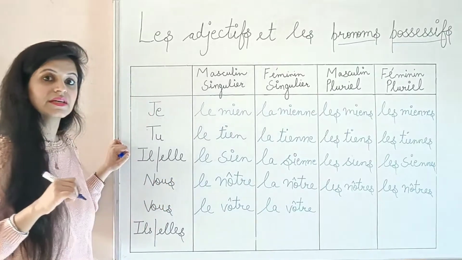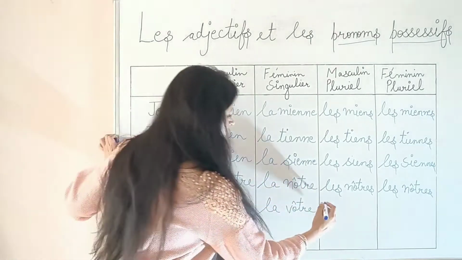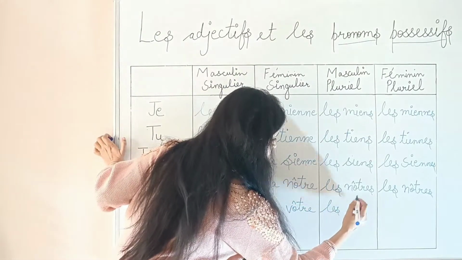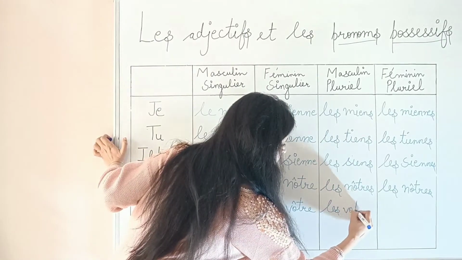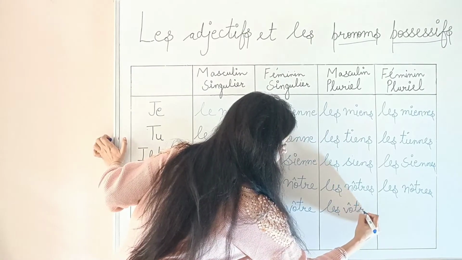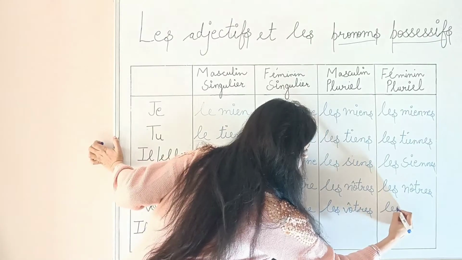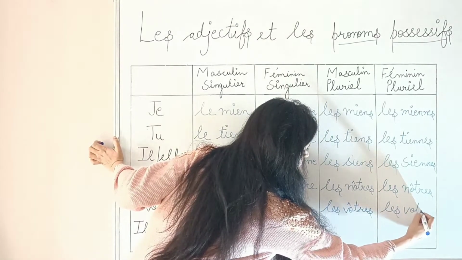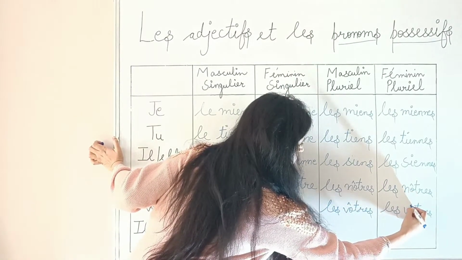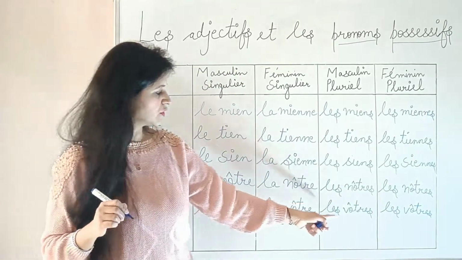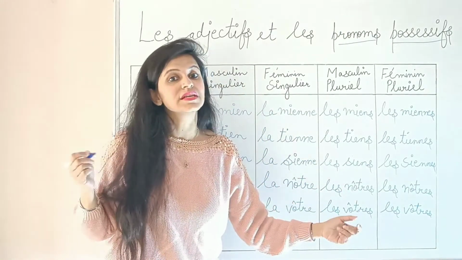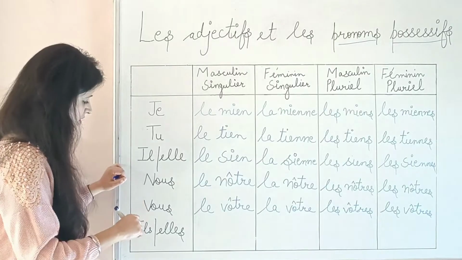La vôtre. Again, it has to be the same. When we make the plural, just like nôtre, this will also be the same. Just add an s. Here also add an s. And the masculine plural and the feminine plural remain the same. Let's move on to the last one.